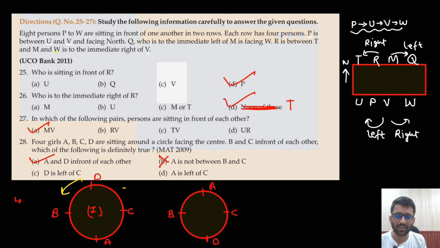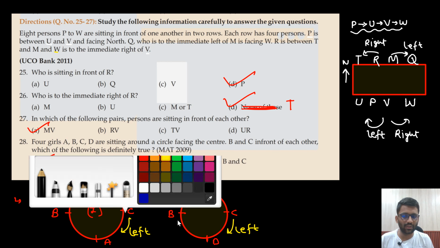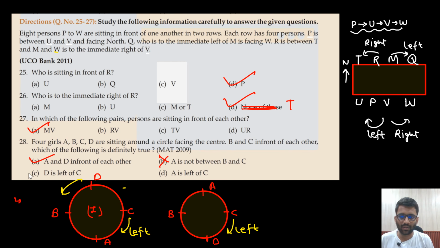D is left to C. What will be the left of C? They are facing the center. So this will be right and this will be left. So here you can see that the left of C is A. Here the left of C is D. Here the left of C is D. But left of C can be A as well. So this is not definitely true. In one of the conditions it can be true, but not definitely true.